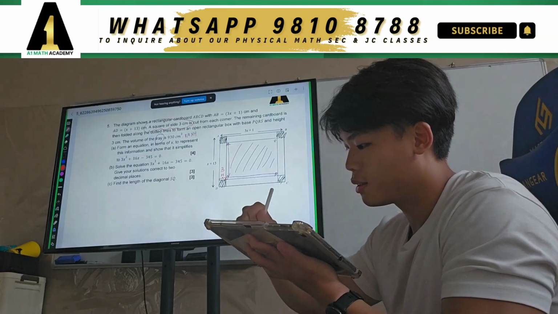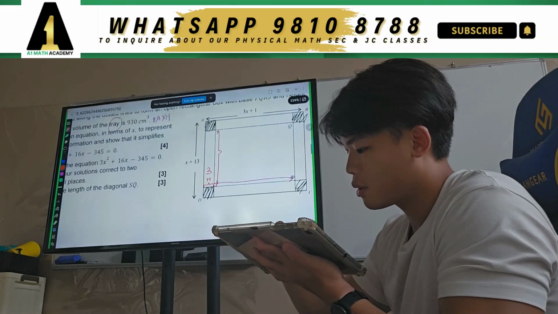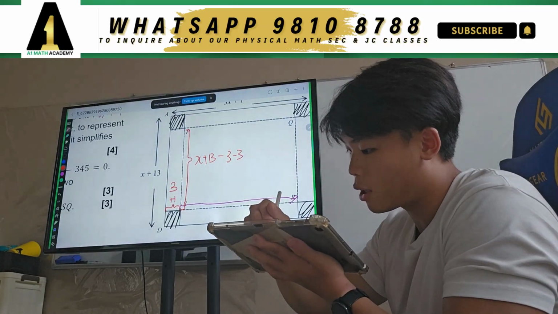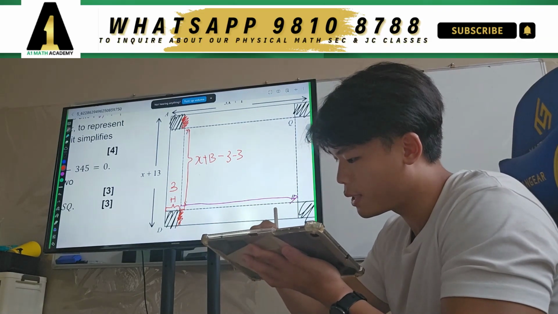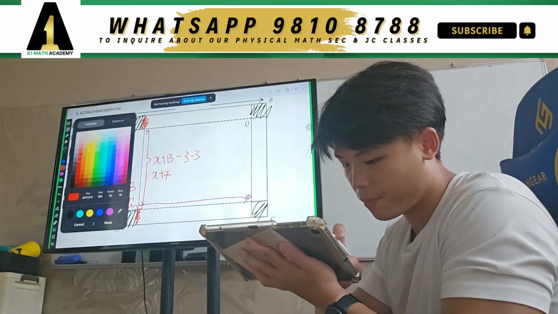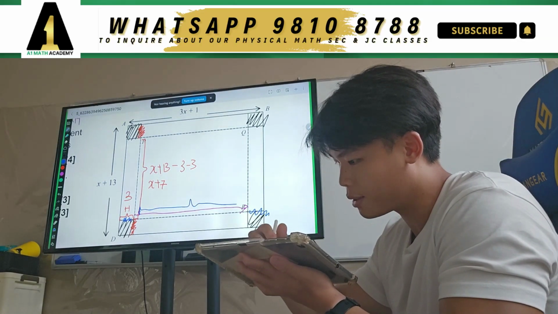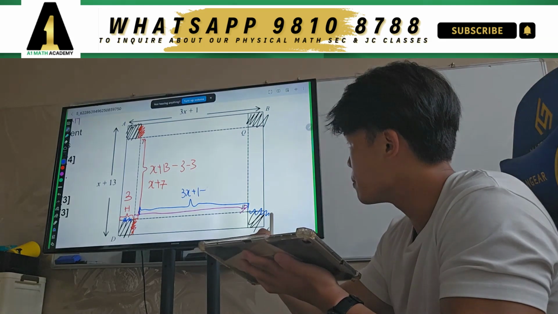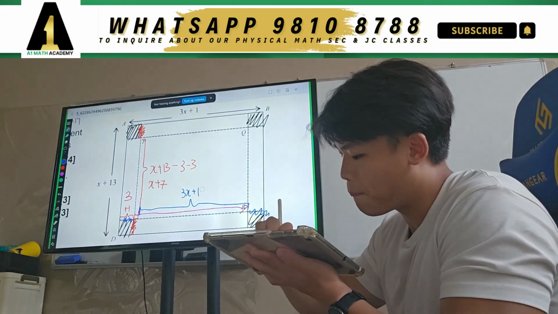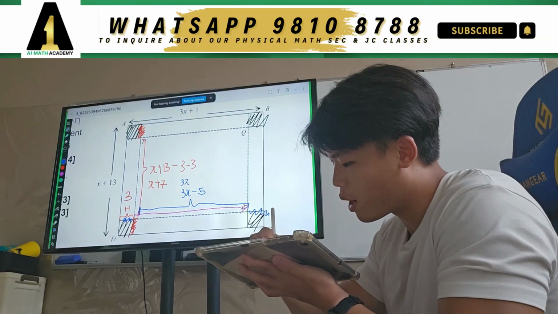What's the base area? Basically what is this entire length here? X plus 13, but must minus away 3 and minus 3, because I cut away this part and then I cut away this part. So in the end it's x plus 7. Then for the other length, I cut out this part and this part. So this whole portion is 3x plus 1 minus 3 minus 3. So what do you get? 3x minus 5, right?